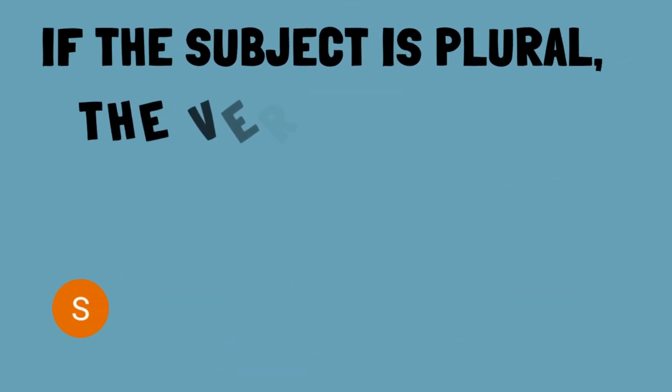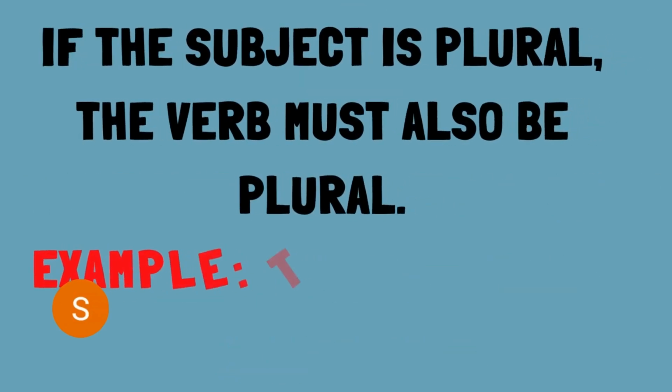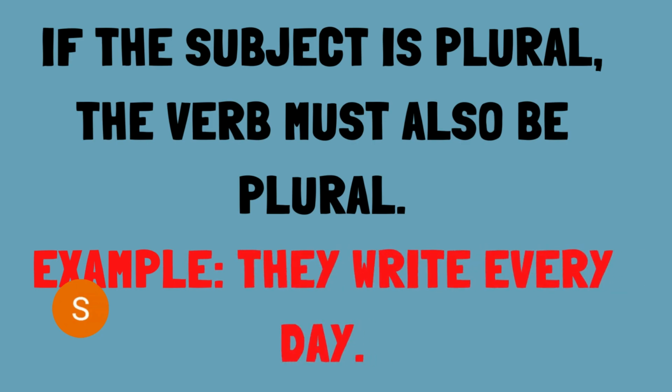Now see the next rule. If the subject is plural, the verb must also be plural. See in this example, they write every day. They is the subject here and they is plural. Write is a verb here and write is also plural. So this is the way we should frame a sentence. A subject which is plural will have a plural verb. A subject which is singular will have a singular verb.